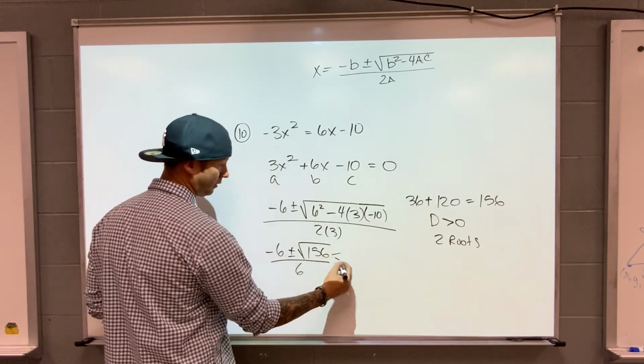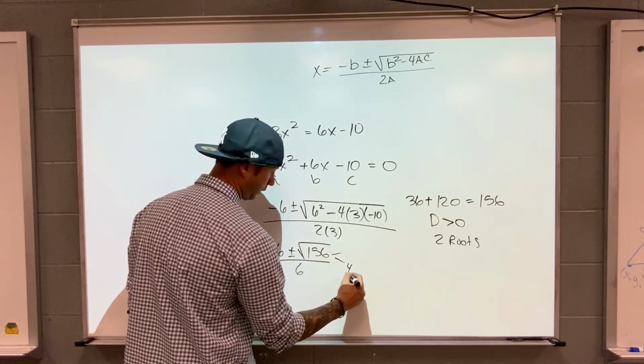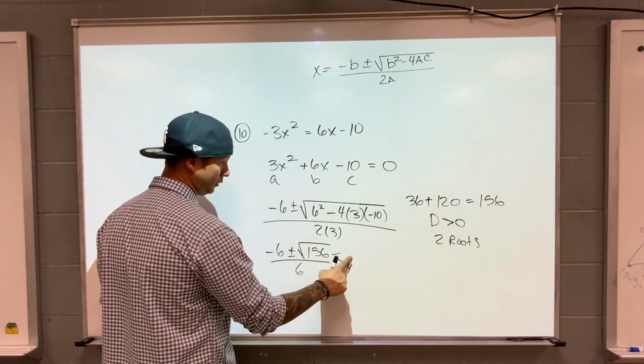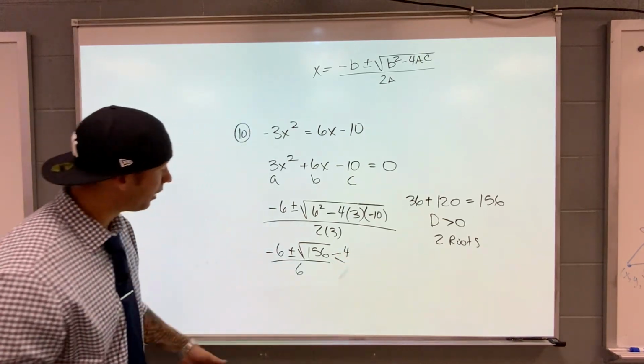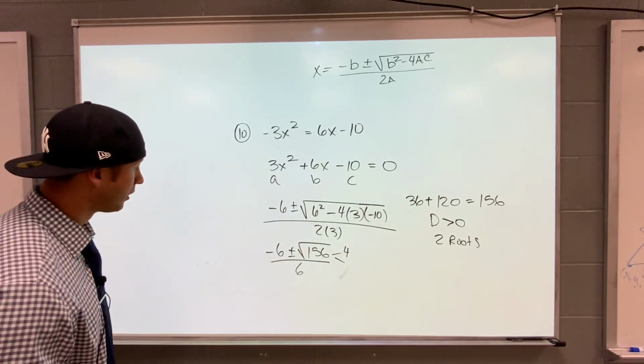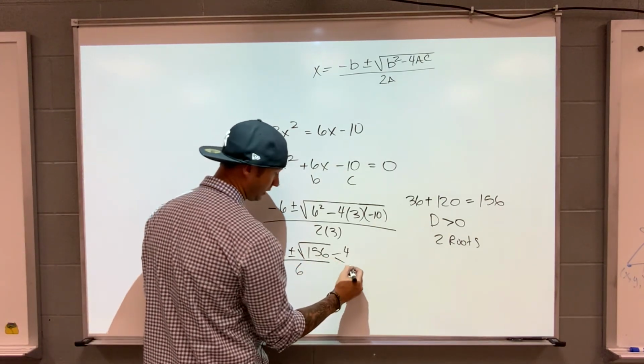Okay, so let's simplify 156. So 4, let me use 4. 4 goes into 15 3 times. So that's 12, 13, 14, 15. So 36 would be 9.